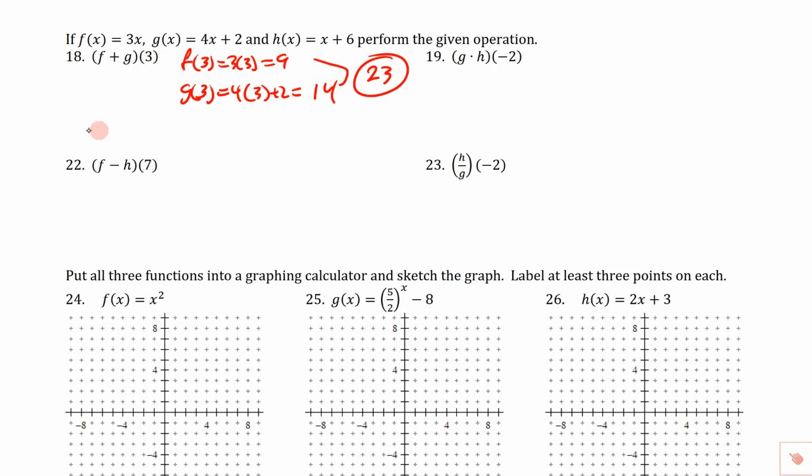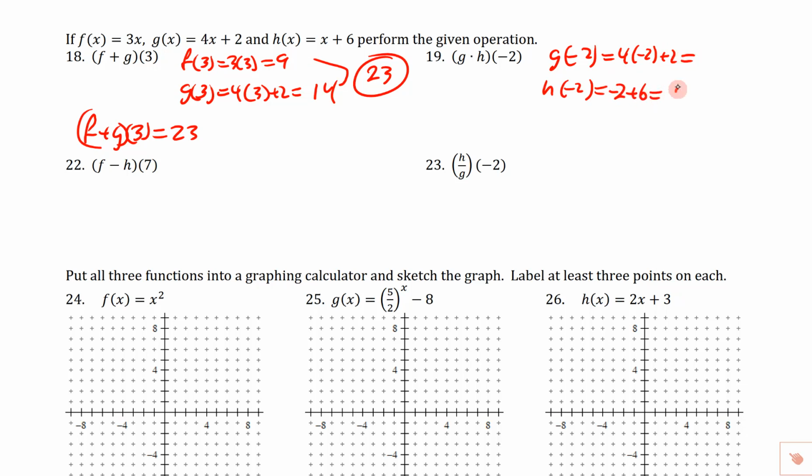So f plus g of 3, if we wanted to write it down here to make sure that everybody understood we knew exactly what we were doing, this is how we'd write it. Okay, let's take a look at this one. This is g times h of negative 2. So let's find g of negative 2, and let's find h of negative 2, and then we're going to multiply those together. So g of negative 2 would be 4 times negative 2 plus 2, and h of negative 2 would be negative 2 plus 6.